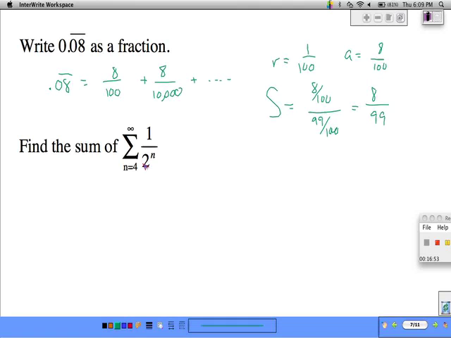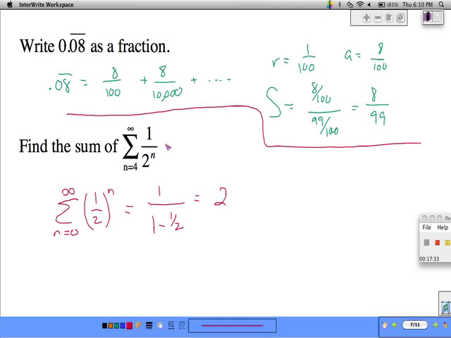Now we want the sum from n equals 4 to infinity of 1 over 2 to the n. Now, if we had the sum from n equals 0 to infinity of 1/2 to the n, which is another form of 1 over 2 to the n, we could use this sum formula, where the first term is 1, and the sum is equal to 2. But that's not what the problem is. The problem here says the sum from 4 to infinity.